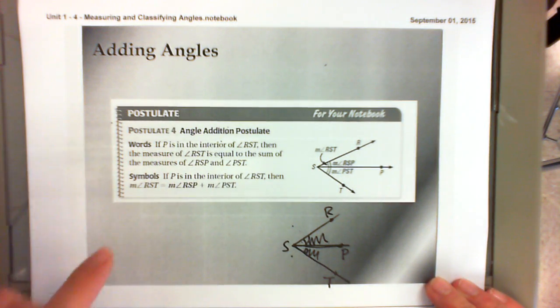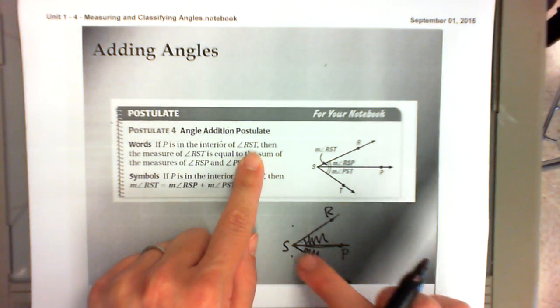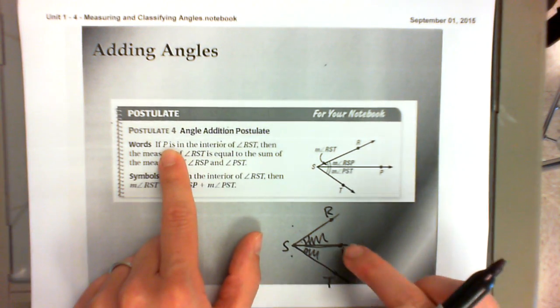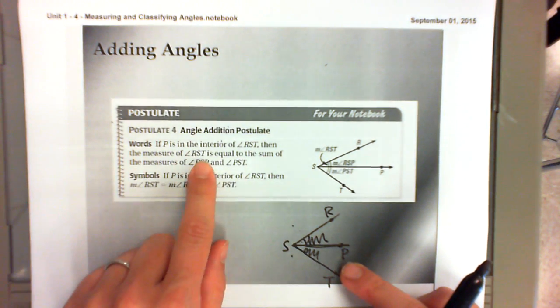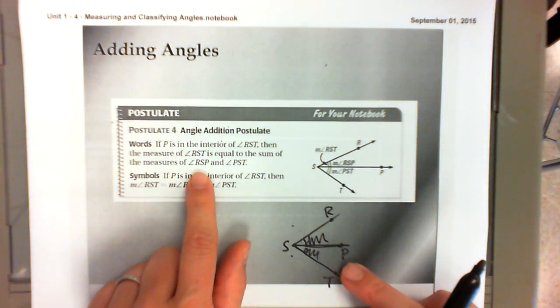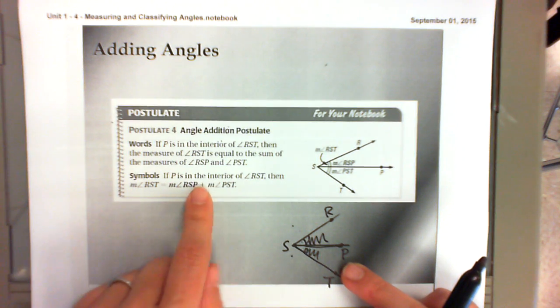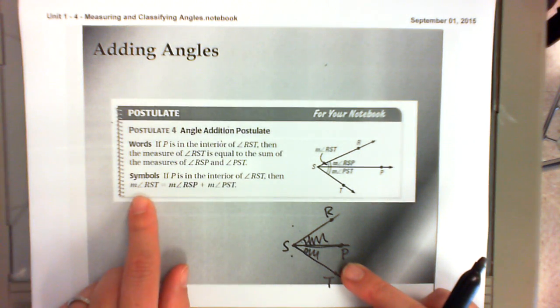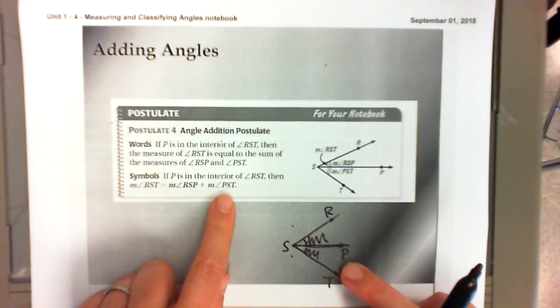The words of the postulate specifically say if P is in the interior of angle RST, so RST is the whole big one. So if P, so a point is in between the bigger angle, then the measure of angle RST is equal to the sum of the measures of angle RSP and angle PST. And in symbols, if P is the interior of angle RST, then the measure of RST equals the measure of angle RSP plus the measure of angle PST.